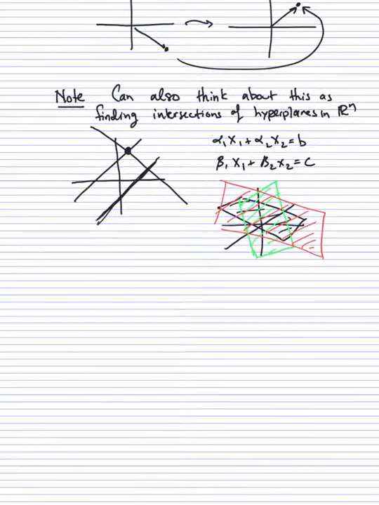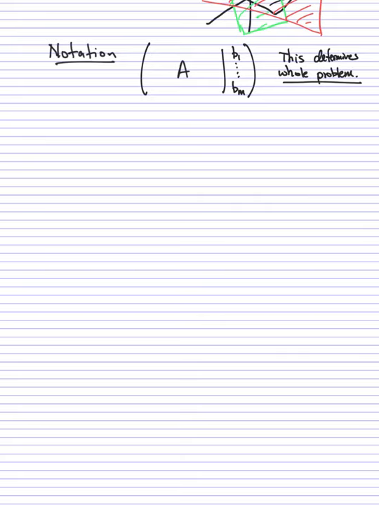So let me give you the usual notation for this, or the notation that we're going to use, which is we're going to have the matrix A here, and the vector b1 up through bm here. And this determines essentially the whole problem, right? So the whole system of linear equations is determined by this matrix, where you've indicated what part is the coefficients and what part is the output vector.